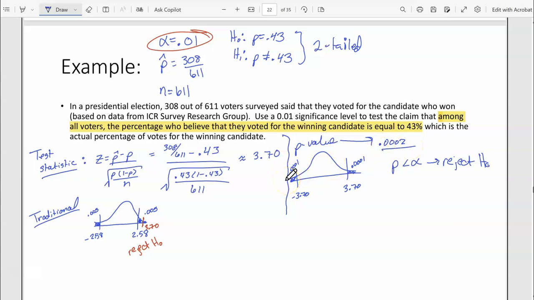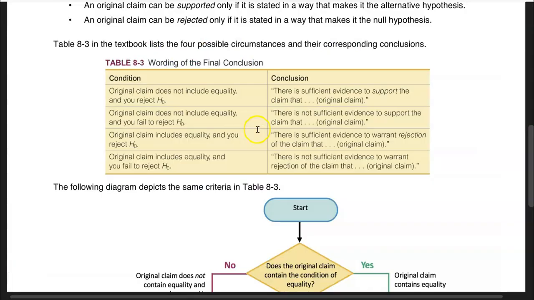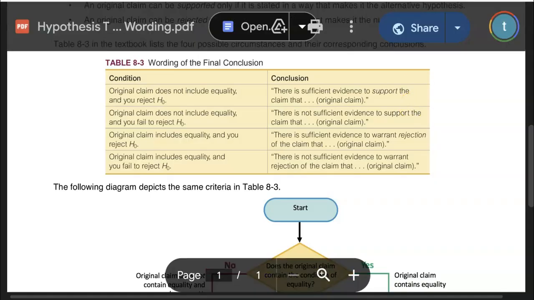So now that we have that, we've got to figure out what we are going to do for that final conclusion. So which of these are we going to use? We want to test the claim that the percentage of people who believe they voted for the winning candidate is equal to 43%. So the original claim contains equality, and we ended up rejecting. So we would say there is sufficient evidence to warrant the rejection of the claim.